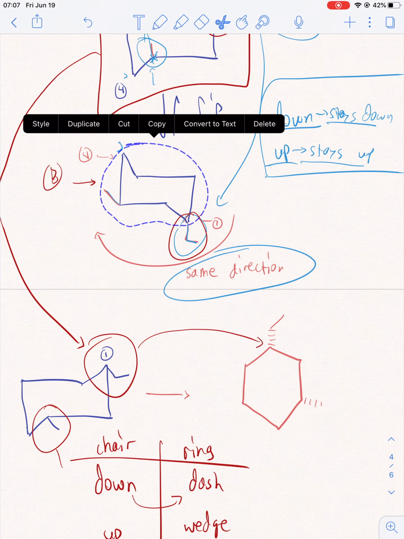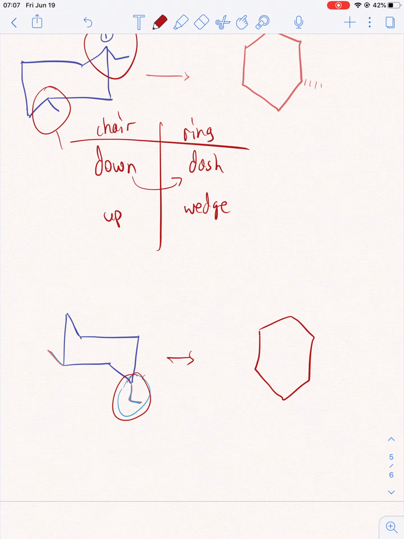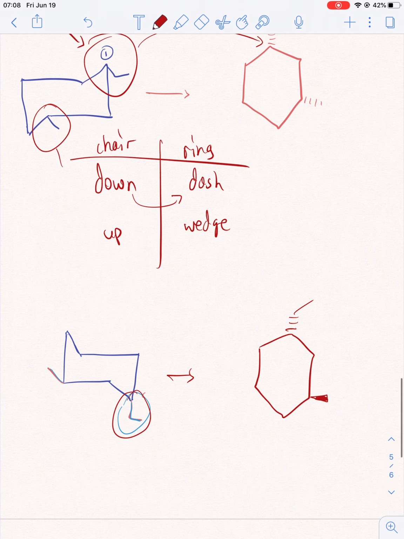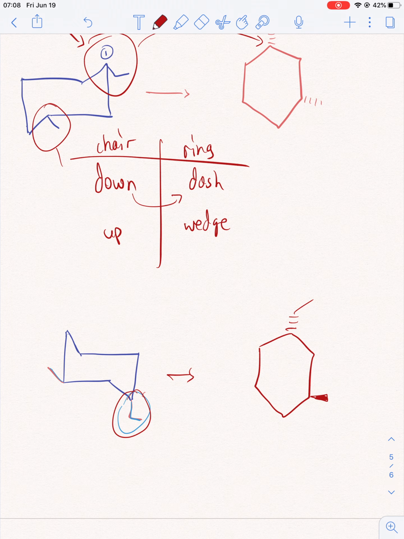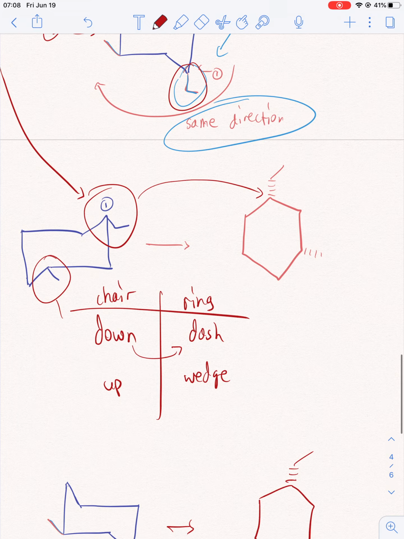If we were turning this one into a ring, 1 is down, so it's dashed. 3 is up, so it's wedged. There it is. Now you should be able to flip between these two very easily as the questions ask.